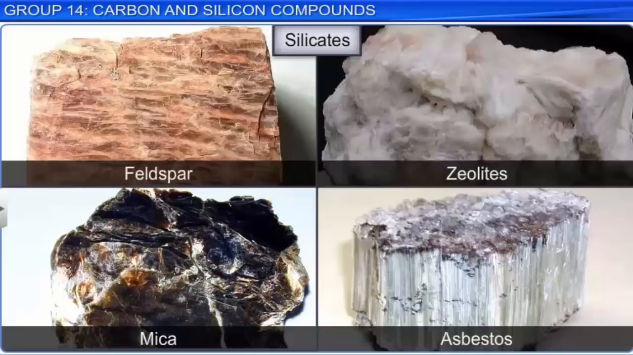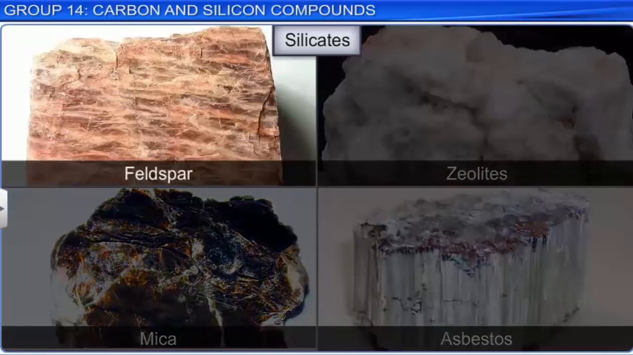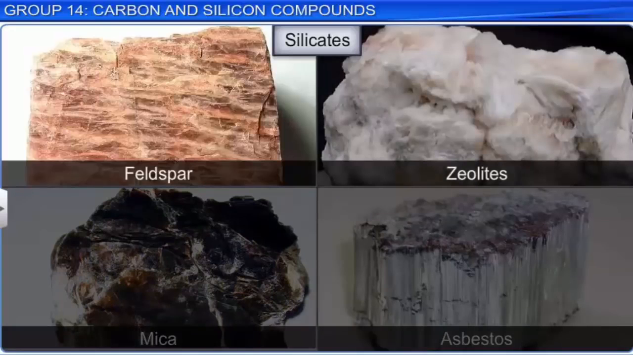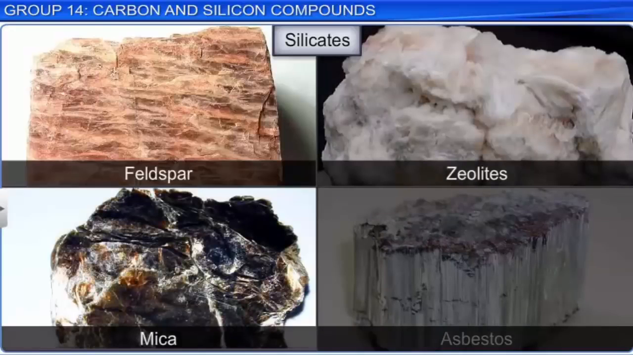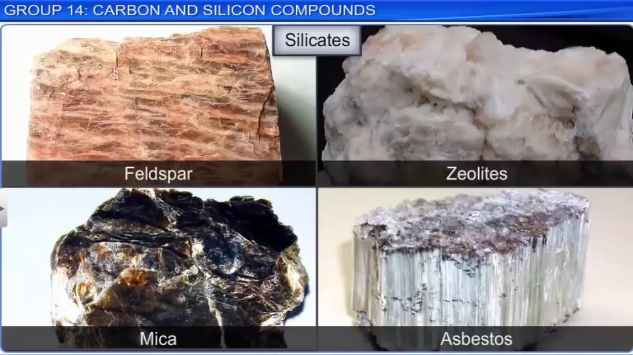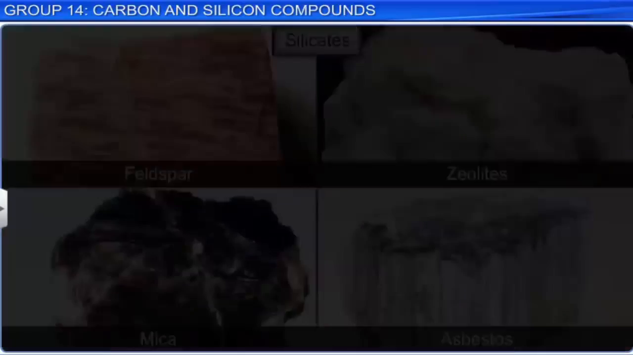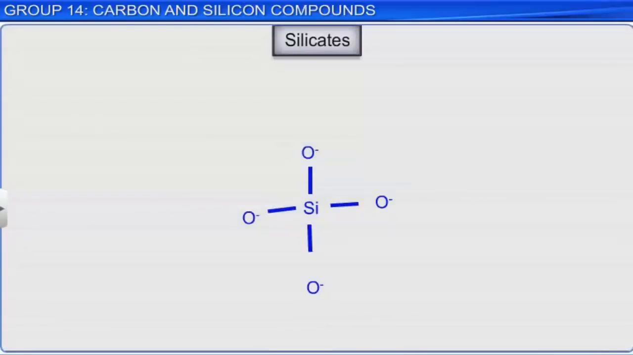Silicates are another important class of silicon compounds. Many silicates are found in nature, including feldspar, zeolites, mica, and asbestos. The main structural unit of silicates is the SiO4 4- ion.